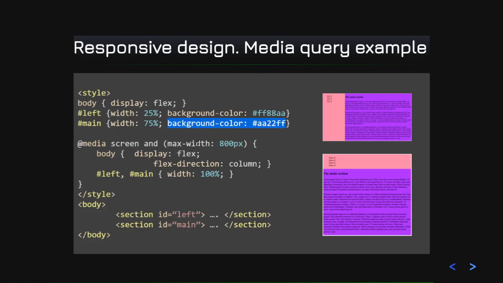And if the maximum width of the screen is 800 pixels, so if it is lower than my screen resolution, then the body is still displayed flex, but the flex direction is column, so it's not the default one, which is row. So they are not displayed in one single row, they are displayed in one column. And I also specify the width of these two elements to be 100%, so that each element spans the whole width of the screen. Okay, so this is a specific example of responsive design using media queries.